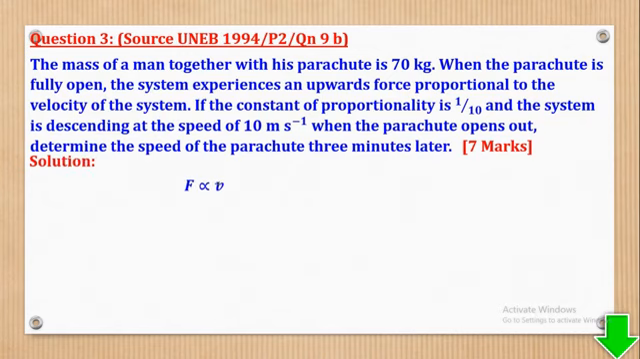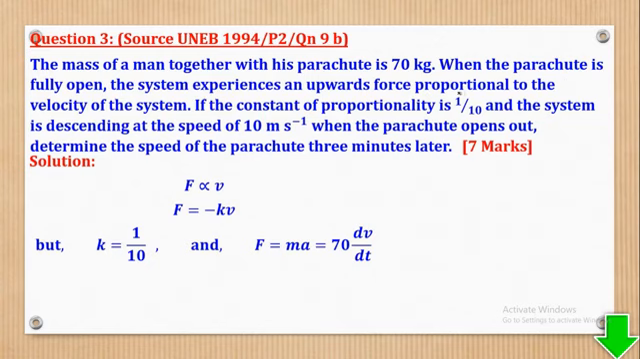So force is proportional to the velocity or the speed. Put a constant of proportionality, which is negative k. Negative because the force is upward, but the parachute is descending, so they're in opposite directions. In the question they told us the constant of proportionality is 1/10, and we also know from Newton's law that F is equal to ma, and this m was given as 70 kilograms, and this a is the same as dv dt. So substitute for those to come up with that line.